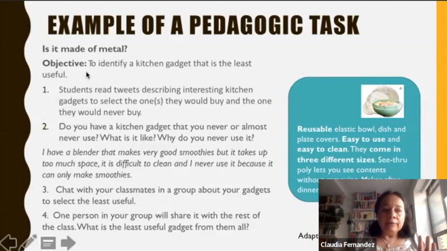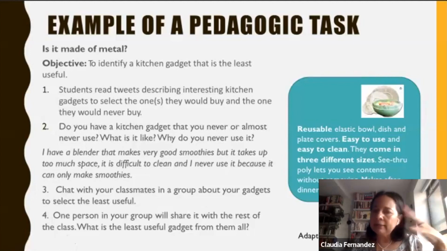So first of all, you have this pedagogic task and it has 4 steps, right? So it is structured. It's not just one thing. Then, first of all, it has the communicative objective, to identify a kitchen gadget that is the least useful. I think the designers of this material say, well, what is the least?